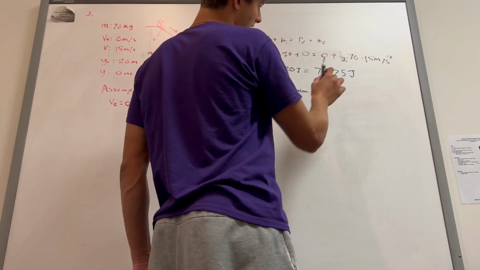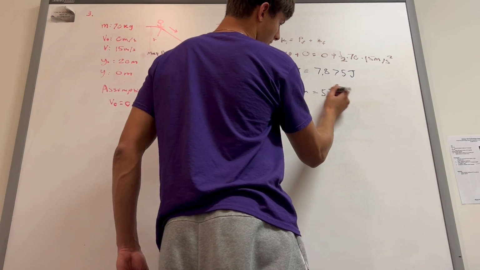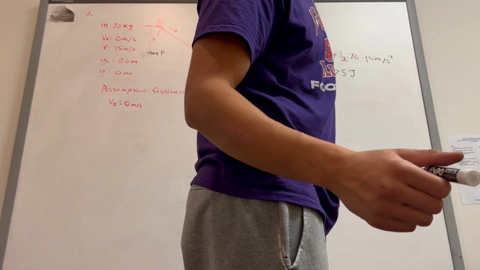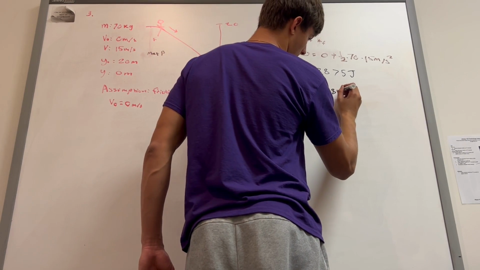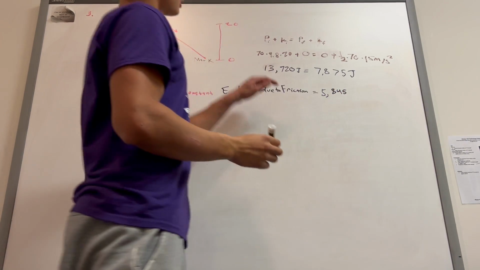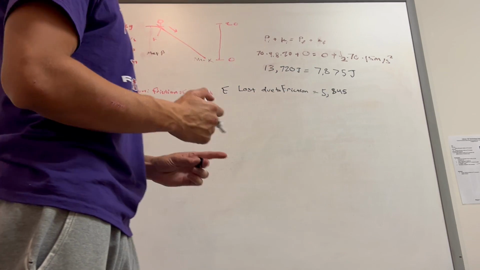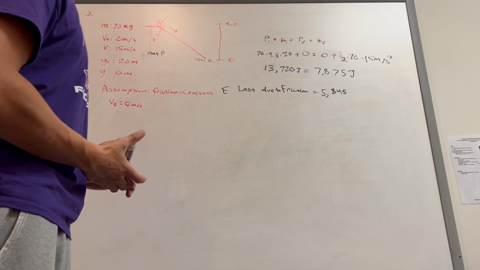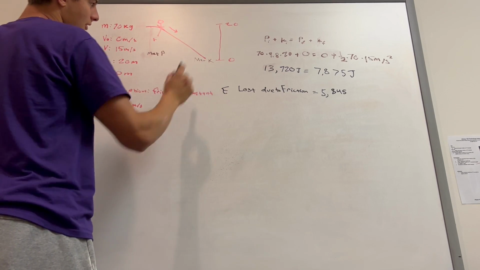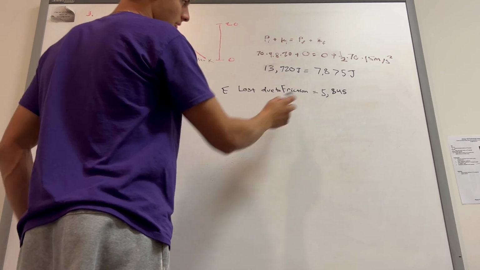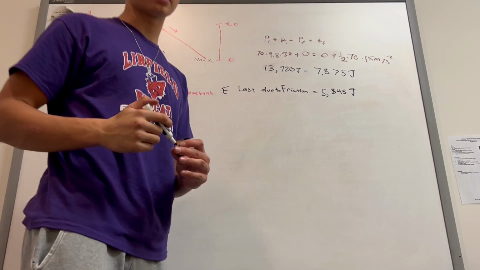this number minus this number, right? The difference between them. And that's 5,845. So this number minus that number is equal to 5,845. They should have the exact same energy here as here, but they don't due to friction. So that's how we get that number, and that's your lost energy due to friction.